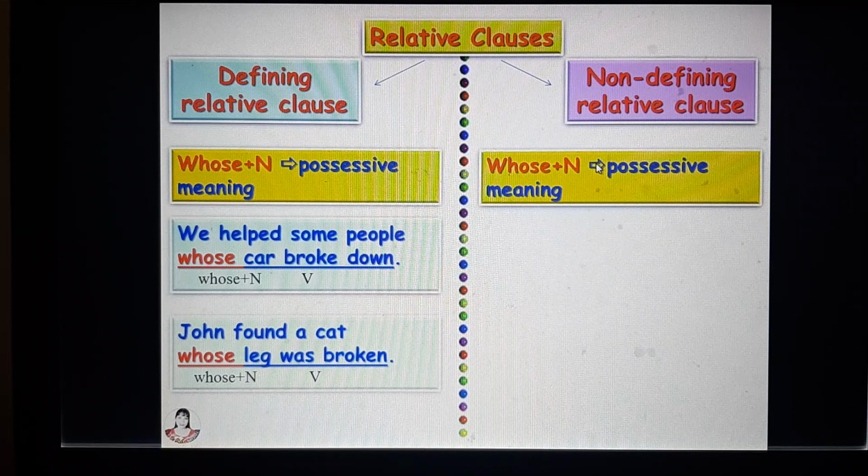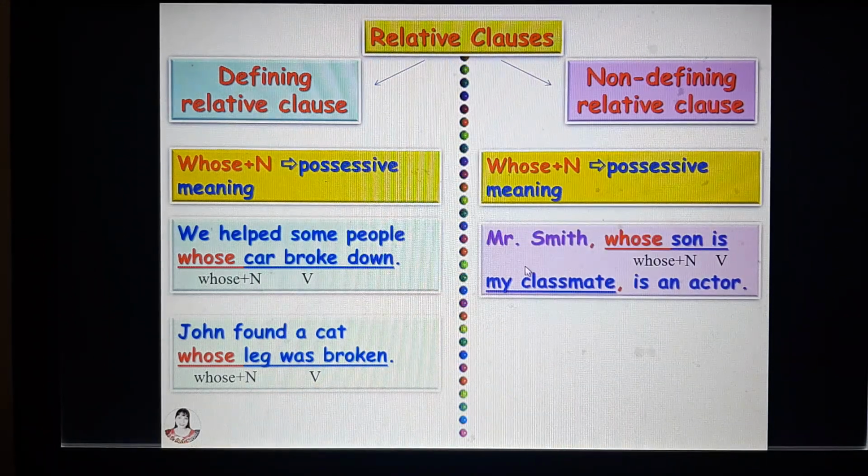We use whose for possessive meaning. For example, Mr. Smith, whose son is my classmate, is an actor. Mr. Smith is a proper name, so I use commas. Whose son is my classmate is a non-defining relative clause. Whose after the name of a person.